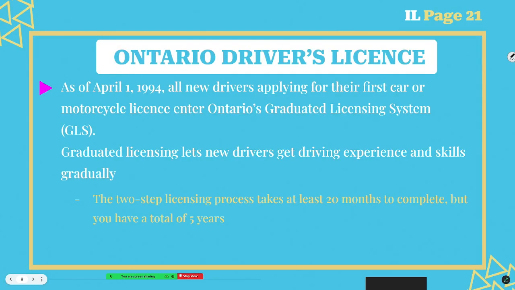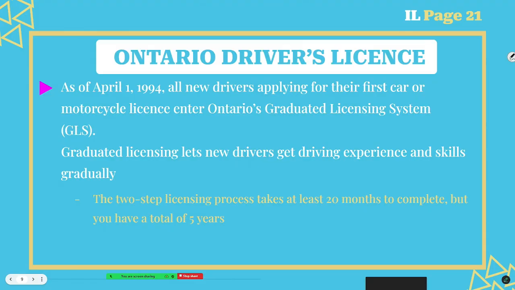Let's jump into our material. If you turn to page 21 of your IL booklet, you will see that as of April 1st, 1994, all new drivers applying for their first car or motorcycle license enter into Ontario's graduated licensing system. The graduated licensing lets new drivers get driving experience and skills gradually. It's a way to not just throw them on the road where they could become a statistic of fatality or injuries. We want them to be safe, and we want others around them on the road to be safe as well.